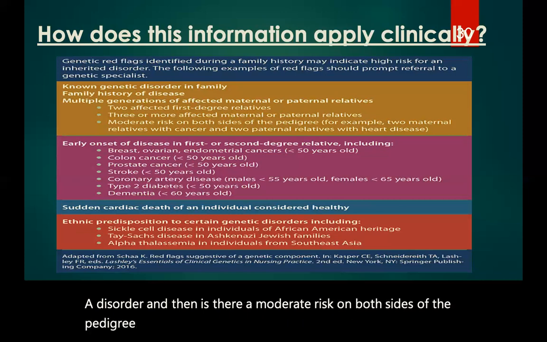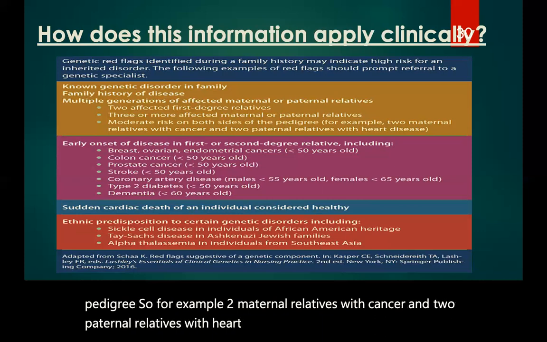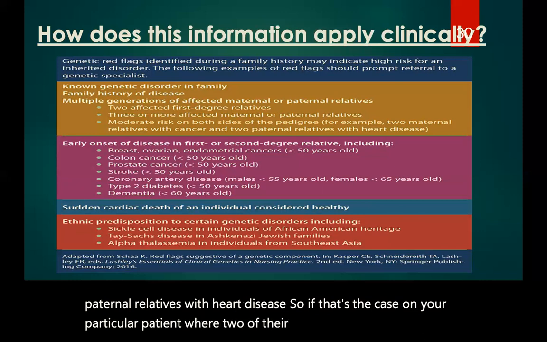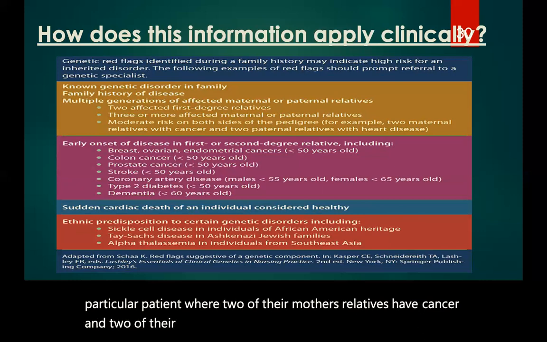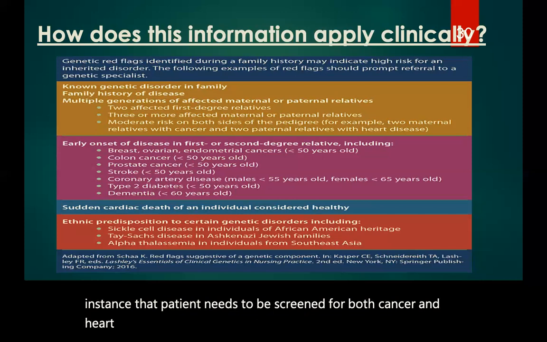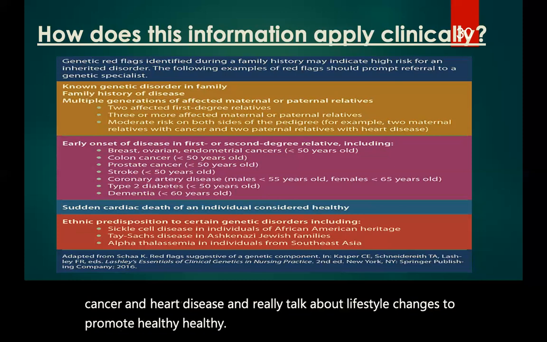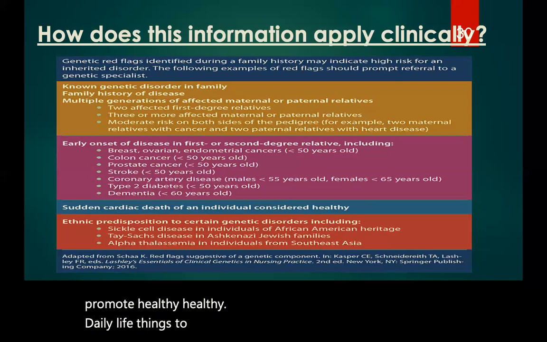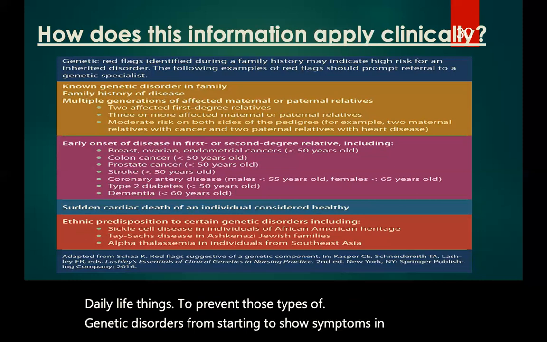And then, is there a moderate risk on both sides of the pedigree? For example, 2 maternal relatives with cancer and 2 paternal relatives with heart disease. If that's the case, where 2 of the patient's mother's relatives have cancer and 2 of their father's relatives have heart disease, that patient needs to be screened for both cancer and heart disease and really talk about lifestyle changes to promote healthy daily life things to prevent those types of genetic disorders from starting to show symptoms in this patient's life.